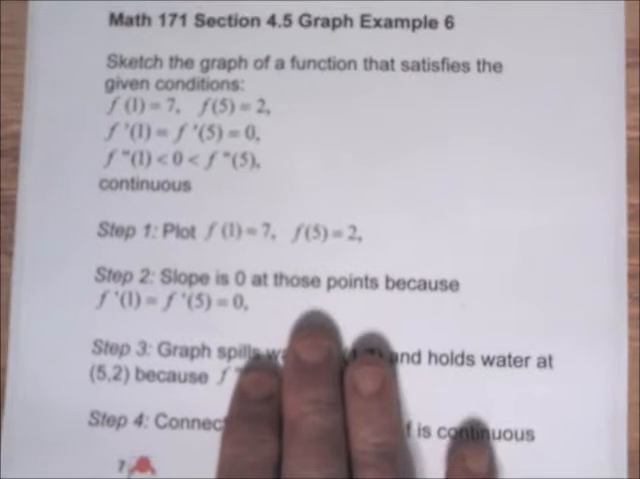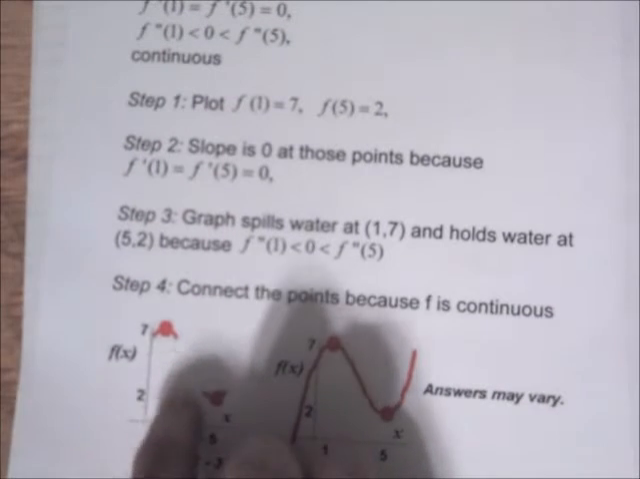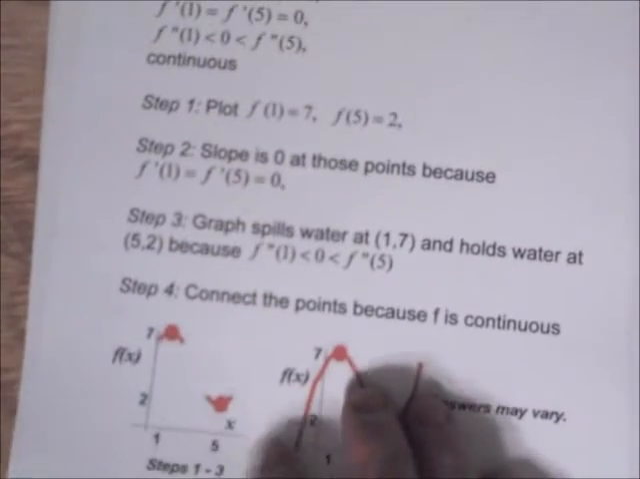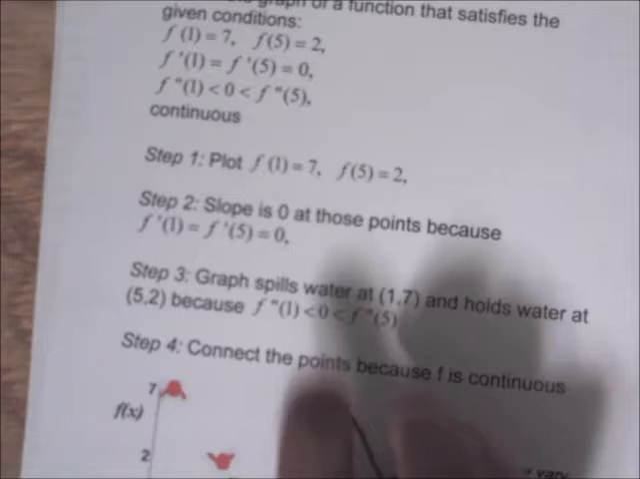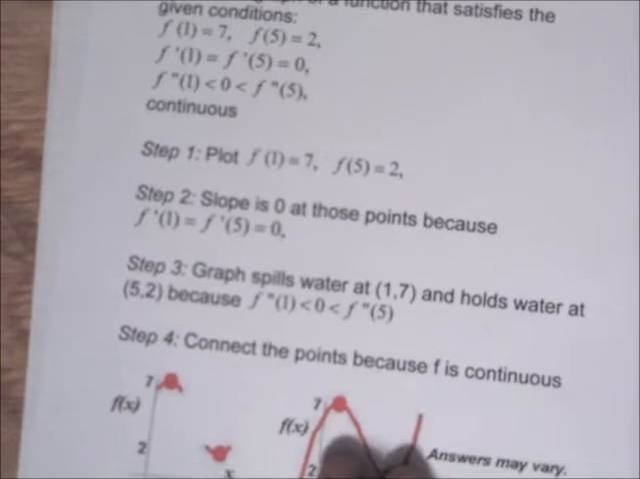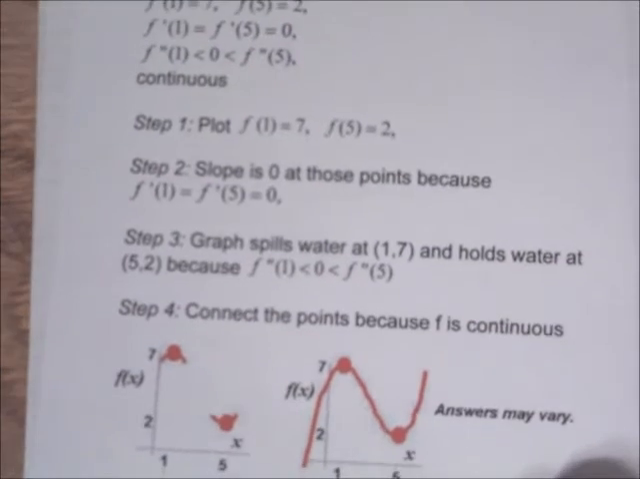So another example, a continuous function that satisfies f of 1 is 7. So put over 1 up 7. F of 5 is 2, so go over 5 up 2. The first derivatives at 1 and 5 are both 0, so it's a horizontal slope at those 2 points. The second derivative at 1 is less than 0, so that means it spills water. The second derivative at 5 is greater than 0, that means it holds water. And then connect the dots in a continuous manner.